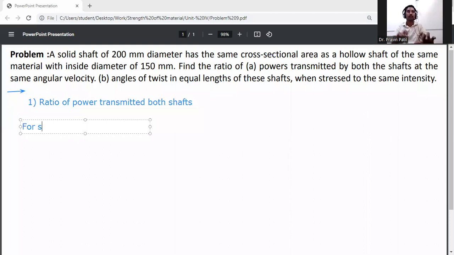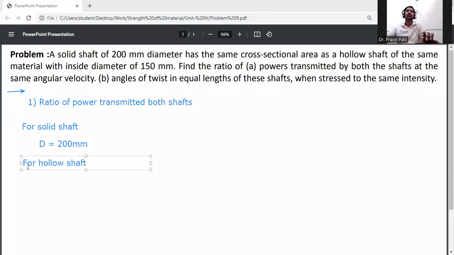for solid shaft, the diameter is given as D. Diameter of solid shaft is given as 200 mm. And for hollow shaft, the external diameter is not given, that is D2, we need to calculate. Okay, and small d2 is given, that is internal diameter, for hollow shaft it is given 150 mm.